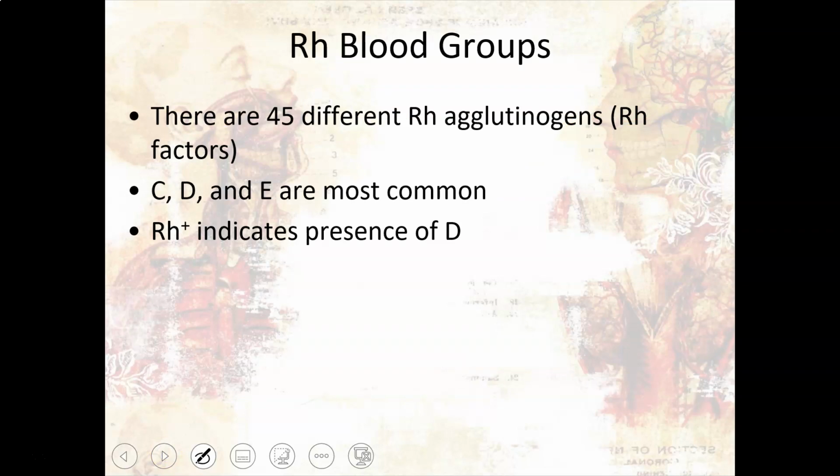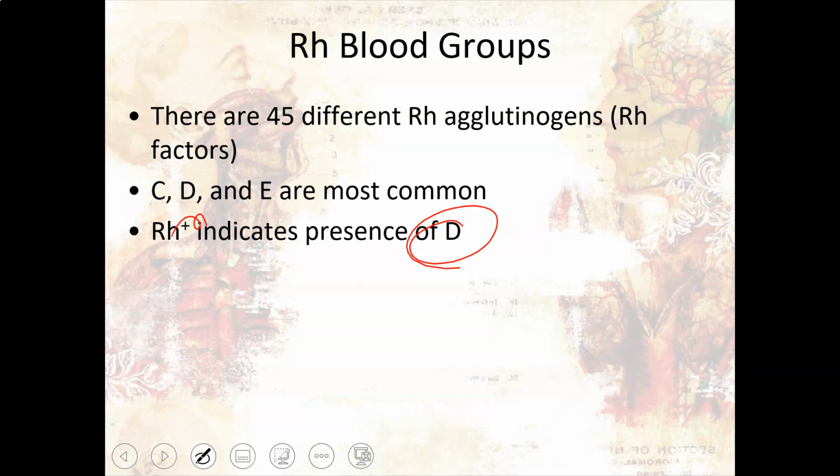The Rh group is what gives us that positive or negative on the blood. There are like 45 different Rh agglutinogens. The only one that we care about really is this factor D. So if you have a positive blood type, which most likely you do, I want to say it's like 80% of Americans have a positive blood type.